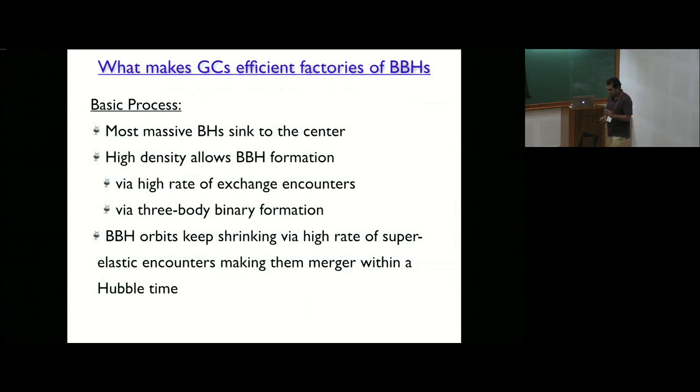So now we have indications that black holes stay for long times in a globular cluster. And we have some empirical evidence in observed globular clusters that indeed, at least in these clusters, it seems they have a largish number of black holes to the present day.